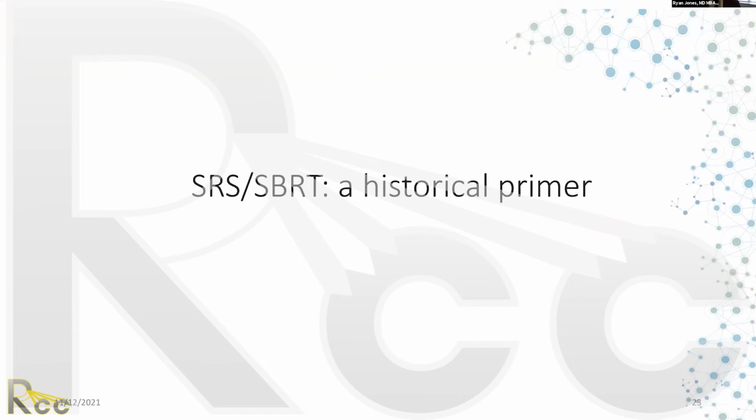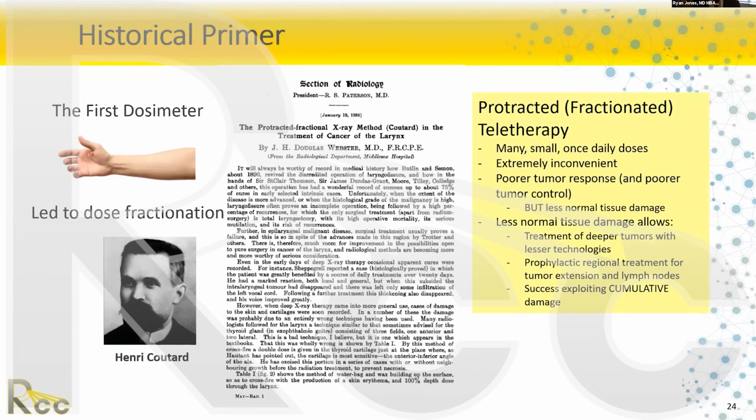So, a little historical primer. We are all very well aware of some of the benefits of fractionating, protracting radiation. You look back to the 1900s and the predominant treatment patterns, when they defined in the first part of the century, hey, we can tell the normal tissue doesn't get as damaged if we drag the treatment out over many weeks. They used their skin as the first dosimeter.